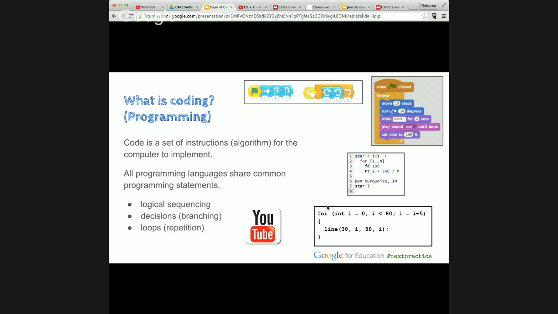So on the top, we've got visual programming languages, and these involve children dragging and dropping colorful blocks of code in a sequence to form an algorithm. And the top left is the Scratch Junior programming language, and the right-hand side is often used in things like Blockly or Scratch, which we'll have a look at later.